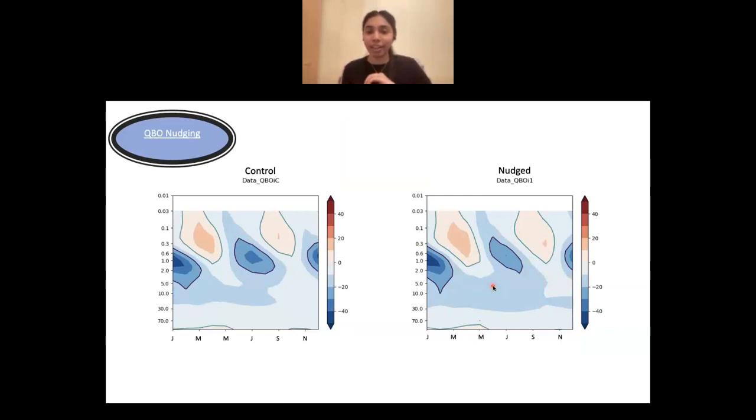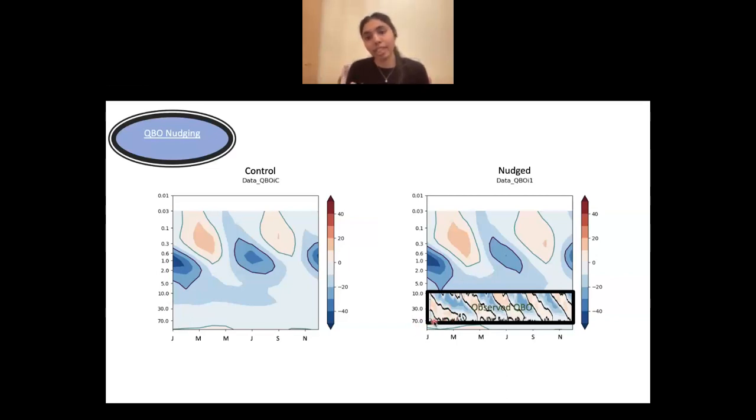What I have done here is, on the left-hand side, I have the control run, which doesn't have any nudging in it. On the right-hand side is the nudge run. Here we have relaxed the winds from almost 100 hectopascal to 10 hectopascal to the observed winds. We have used ERA-5 here. The winds in this region are relaxed to the observed QBO winds. We hope that this will help to have the correct filtering of waves happening in this region, and we hope to see what changes that will bring to the semi-annual oscillation.